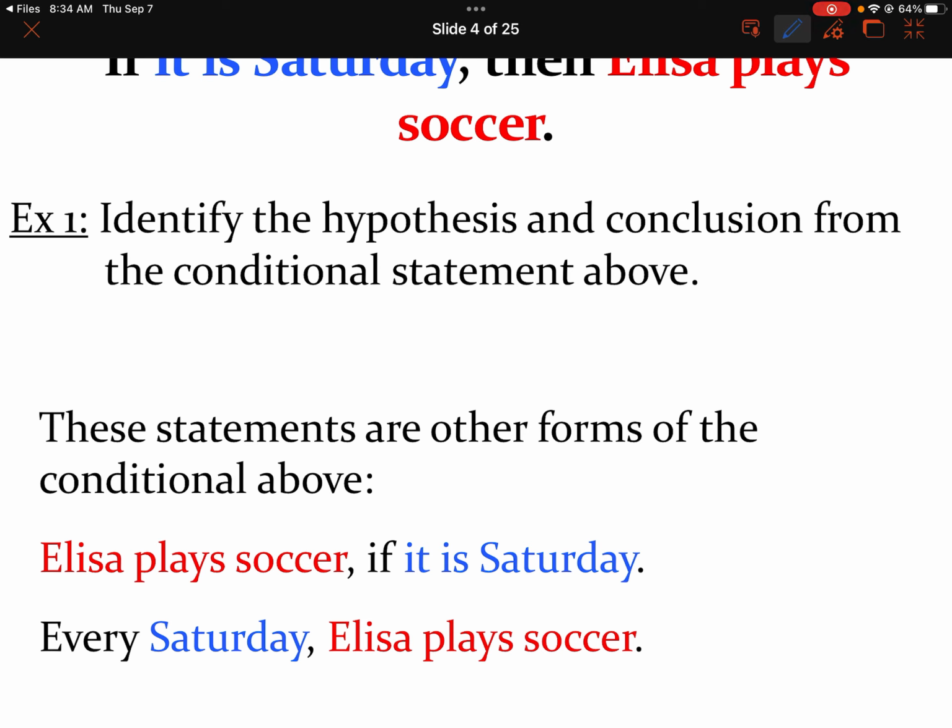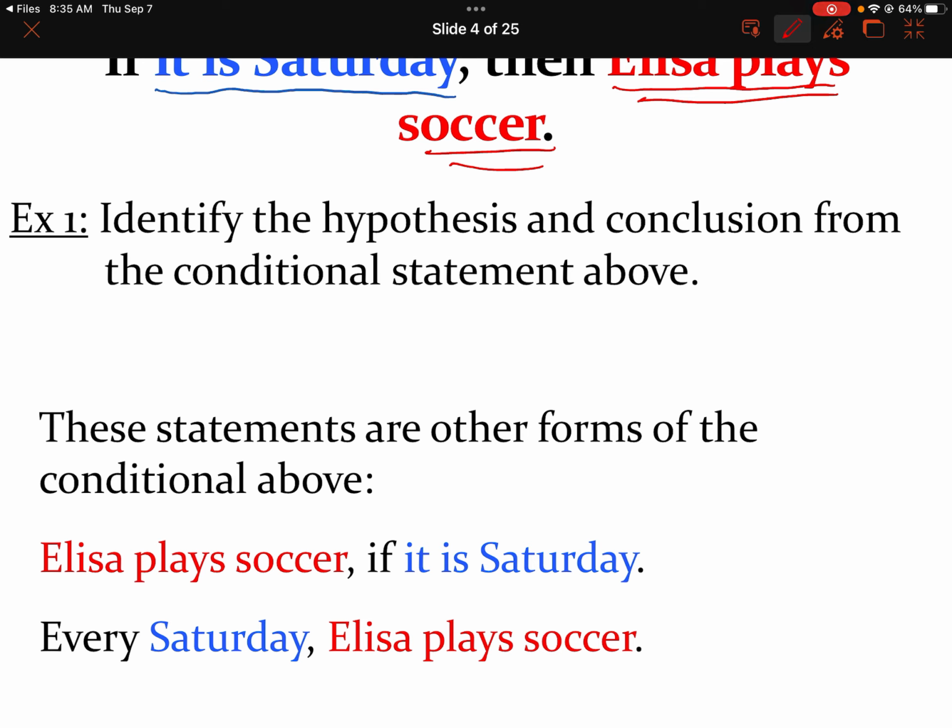We're going to underline the hypothesis one time. It is Saturday. We're going to underline the conclusion twice. Alyssa plays soccer. That's all you have to do there.